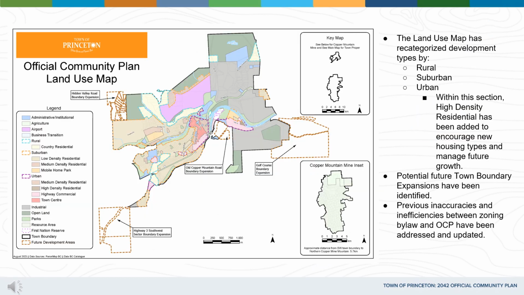There have been some updates to the OCP land use map. The land use map has recategorized development types based on definitions of rural, suburban, and urban. Within the urban section, high-density residential has been added to encourage new housing types and manage future growth. Potential future town boundary expansions have been identified. Previous inaccuracies and inefficiencies between zoning bylaw and OCP have been addressed and updated on this map. You'll also see the Copper Mountain Mine map inset.